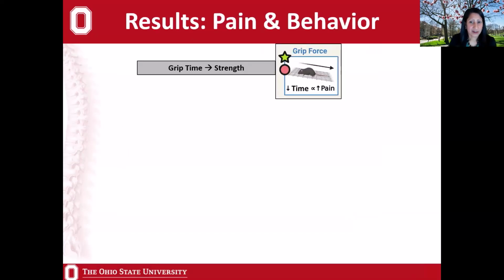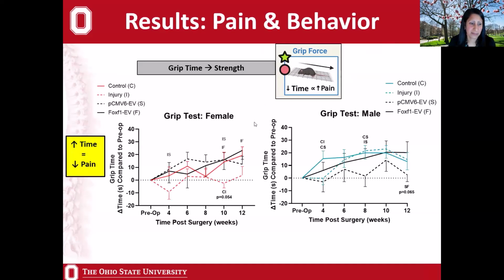And then now moving on to some of the pain and behavior outputs. So we looked at grip time, which is a measure of grip strength. And here you can just see kind of what the setup looks like. We separated out the males and the females.